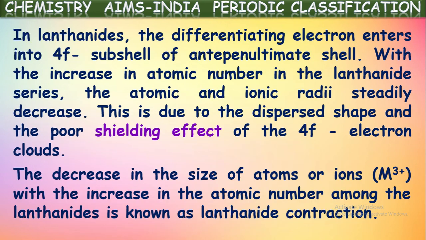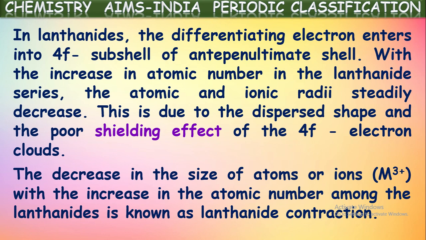In lanthanoids, the differentiating electron enters into the 4f subshell. That is why we call these 4f or f block elements also, isn't it? Lanthanoids and actinoids are called f block elements, we know. So, why are they called f block elements? For these elements, the differentiating electron enters into the last but two, f subshell. That means the antepenultimate shell f subshell. So, these all are having their outermost electron in their f subshell.